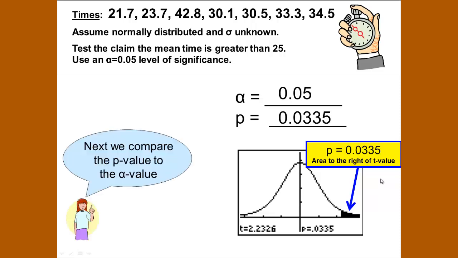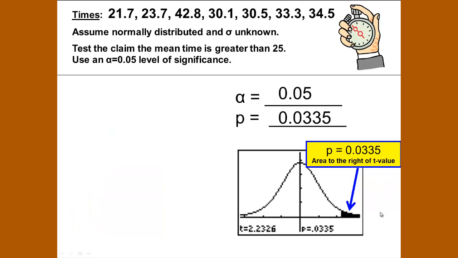And next we're ready to compare the p-value to the alpha value, which was what I was trying to jump to earlier. Our alpha value of 0.05 level of significance is now drawn on top of the graph. Notice that it is an area greater than the p-value. That means our p-value is low. It is smaller than our alpha value.